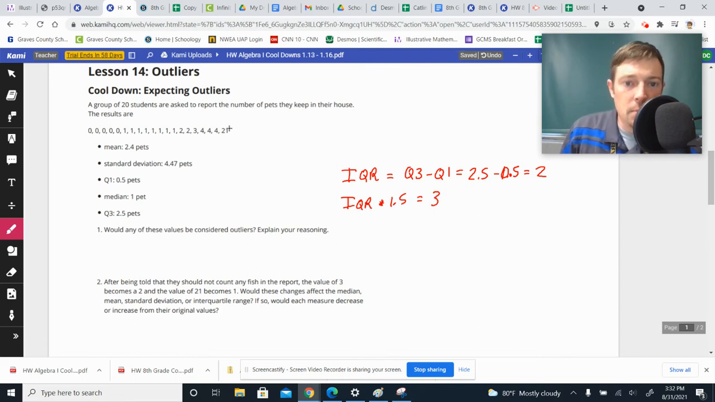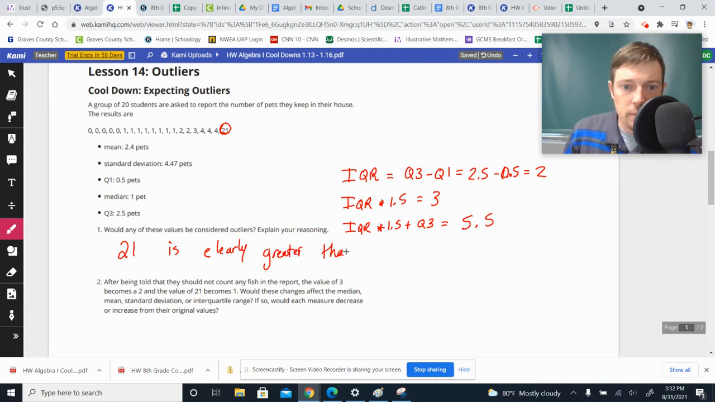And since this one is in the upper range, we're going to see if that distance is more or less. Well, it's obvious that 21 is going to be above that, but let's go ahead and do this. If you take the IQR, multiply it by 1.5, and add it to Q3, you would get 3 plus Q3, which is 2.5. That would be 5.5. So honestly, any number that's over 5.5 is an outlier, and this one clearly is. So 21 is clearly greater than 5.5. That is why it's an outlier. 5.5 is kind of like the upper end of that bound.